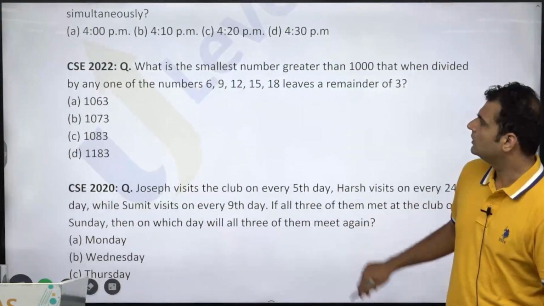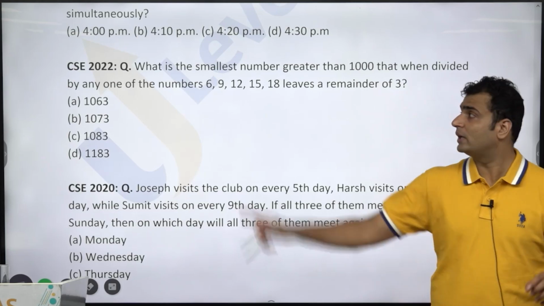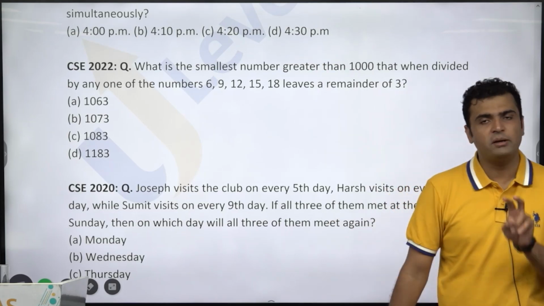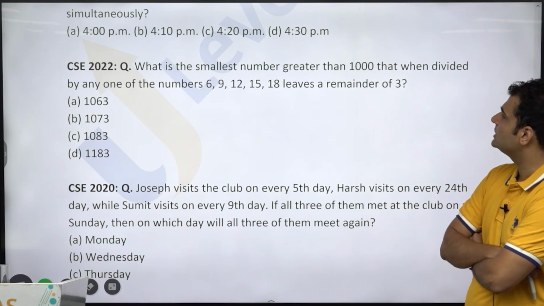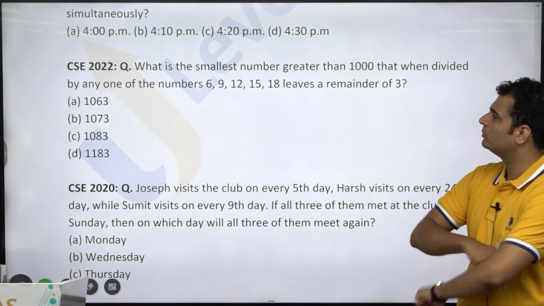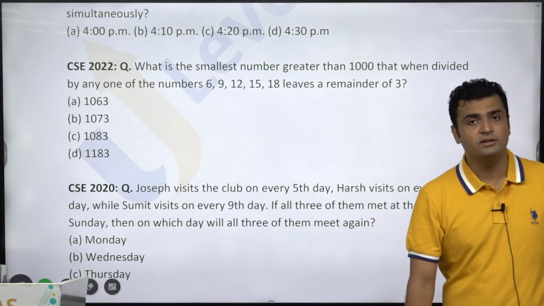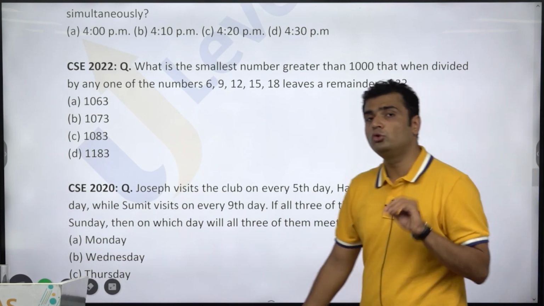Next, this is the type 2 of the question. This is one type, this is second type of question. दो ही type के question पूछे गए हैं. What is the smallest number greater than 1000 which when divided by any one of these numbers leaves the remainder of 3? अब इसको आप दो टाइप से कर सकते हो.